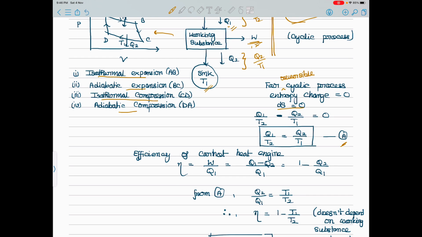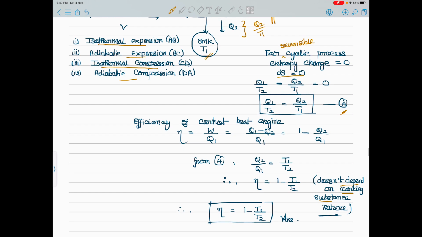So in general, the efficiency of the Carnot engine does not depend on the nature of the working substance. We are not getting any terms that depend on it; it depends only on the temperatures. In the question it is a photon gas, but whether it is a photon gas or anything else, the efficiency remains the same if T2 is the source temperature and T1 is the sink temperature. Therefore eta is equal to 1 minus T1 by T2, and that is the answer.